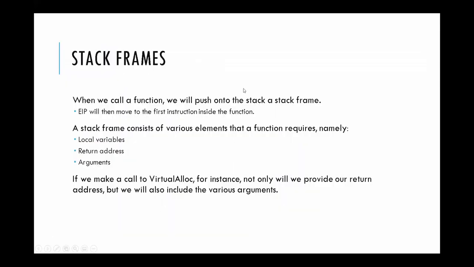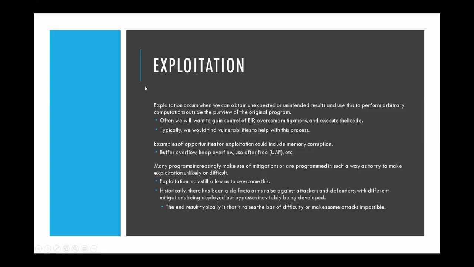So prologue, epilogue, we know what those are. Stack frame. When we call a function, we will push onto the stack a stack frame. So EIP will then move to the first instruction inside the function. So our stack frame will consist of various elements that may be required by the function, such as our locals, our return address, our arguments. Now, speaking broadly of exploitation, we're trying to make use of unintended, strange, aberrant results and allow us to do arbitrary computation that may not have been intended, but is still possible. We don't care what the intention is, we just care if we can do it.